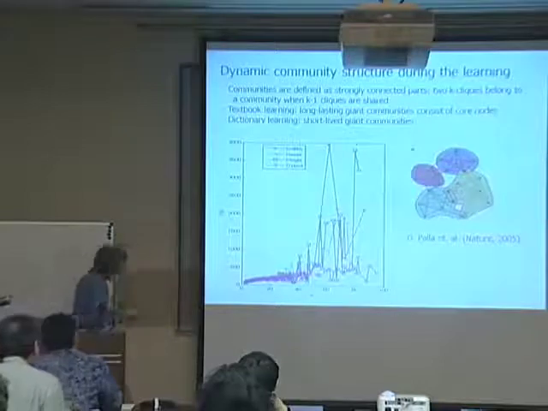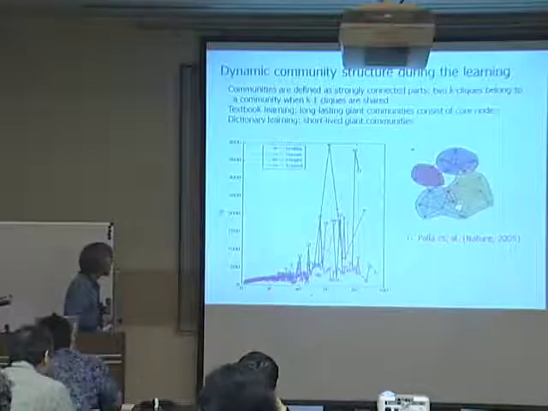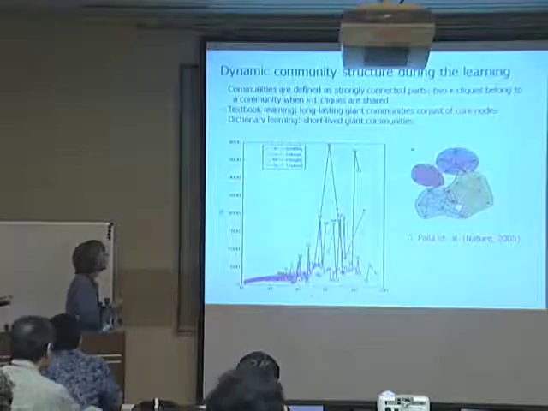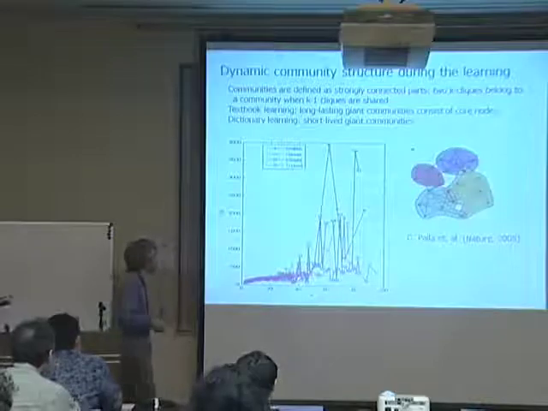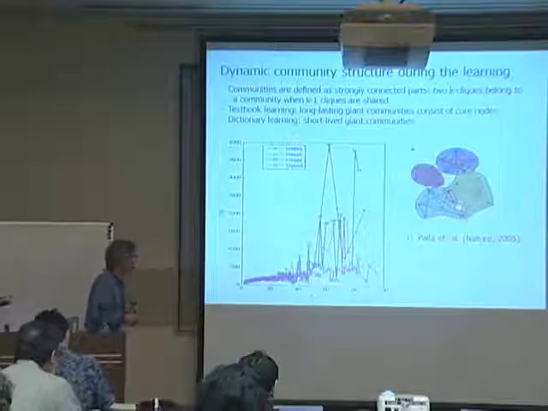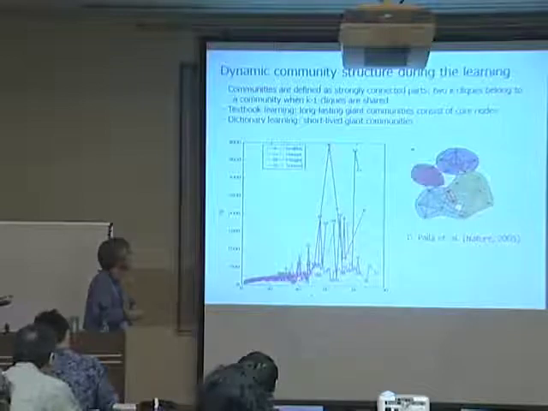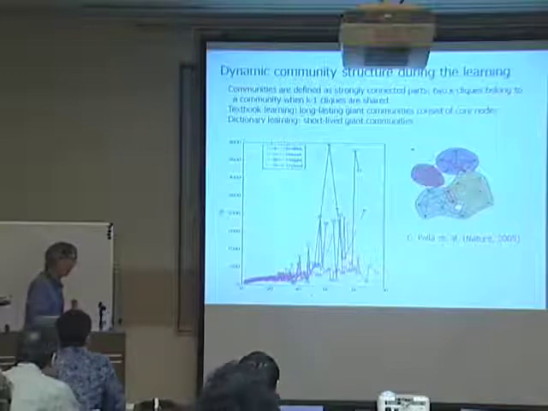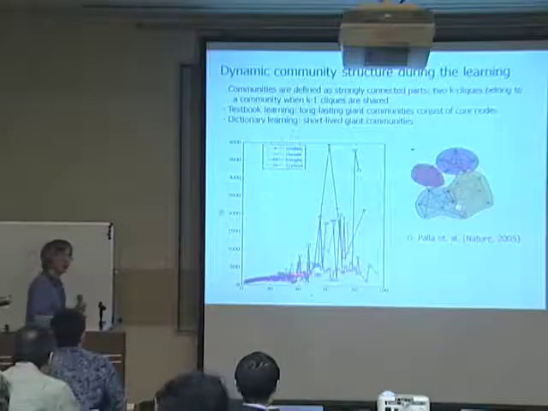This is the result of the analysis of the temporal community structure. Here I am plotting the size of a community, and the vertical axis represents the lifespan of the community. In the case of a textbook, we have quite big communities lasting for a long time. Of course, there are lots of small communities that are short-lived. But in the case of a dictionary, we have very big communities, but they last very shortly.